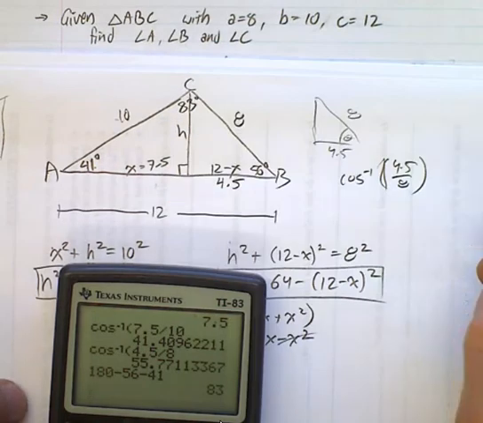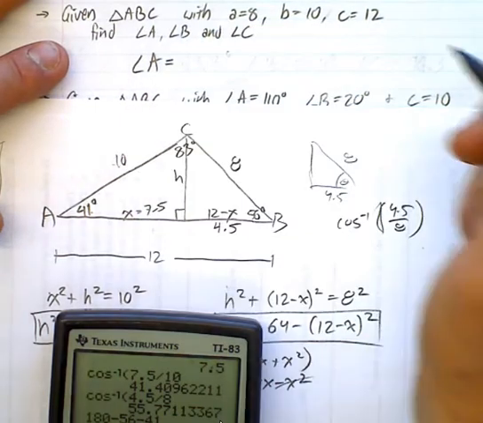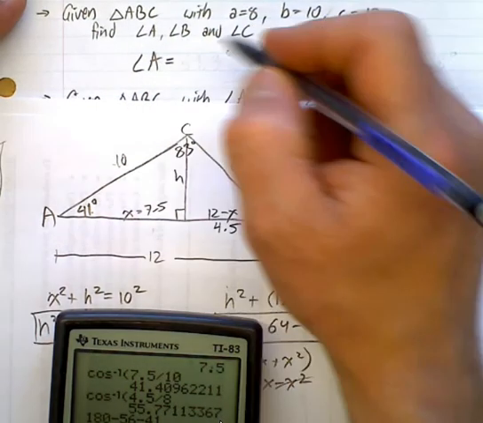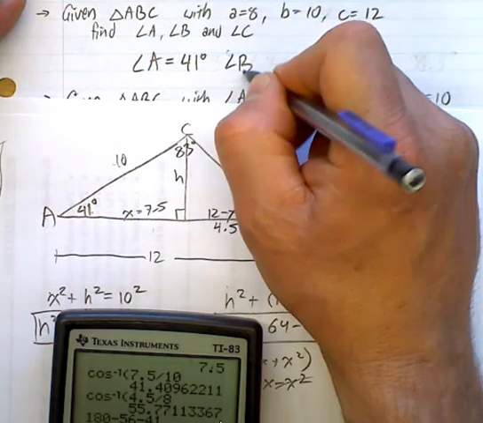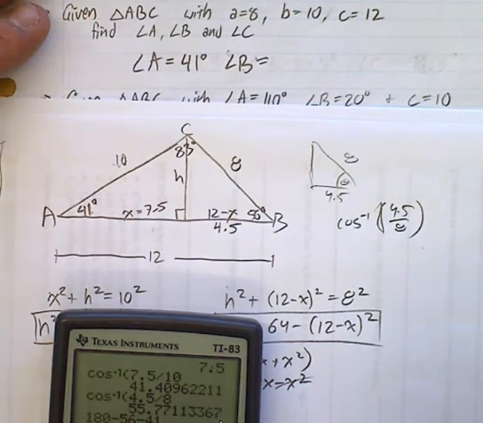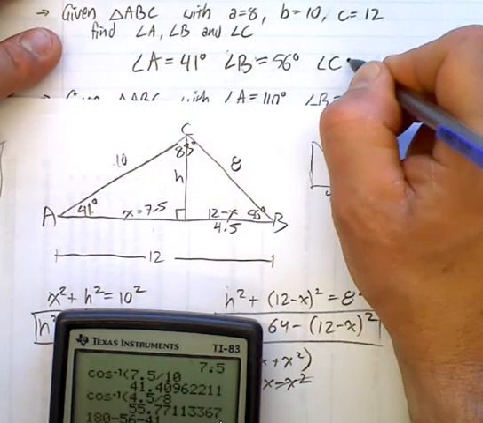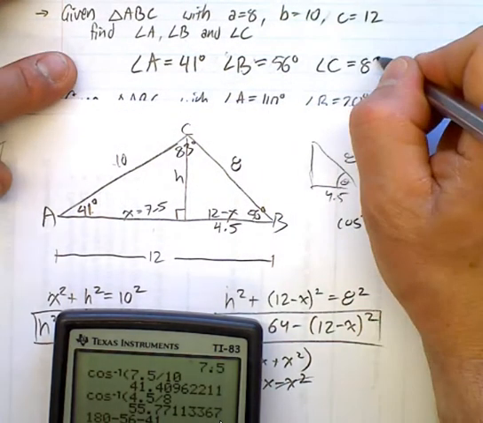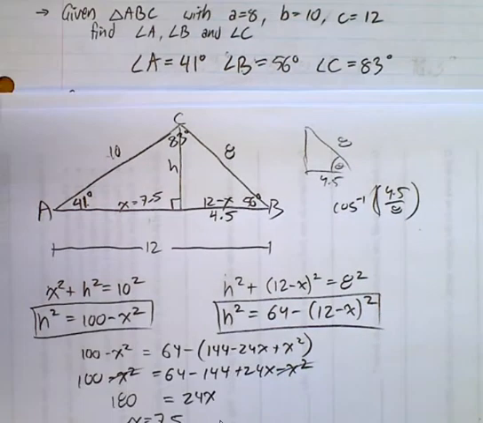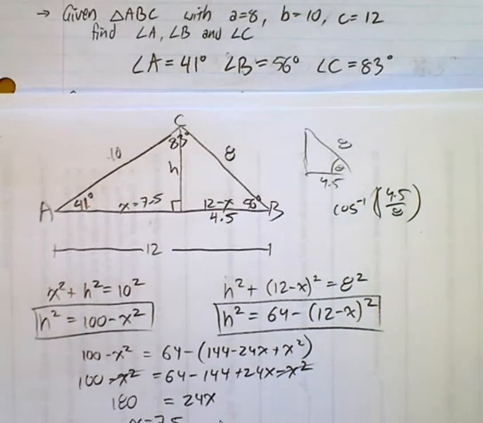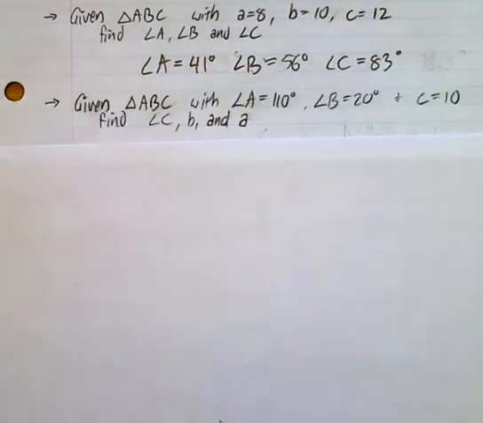So what we have is angle A is equal to 41 degrees, angle B is equal to 56 degrees, and angle C is equal to 83 degrees. All right. Now, we've got one last question here to do. Let's have a look at it, see if we can make some sense out of this last one.